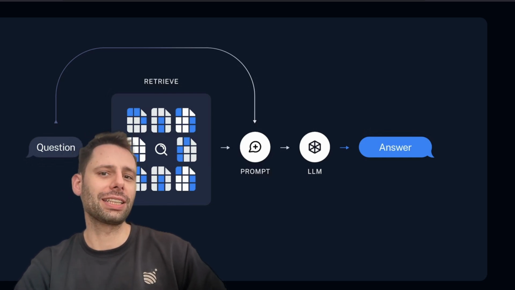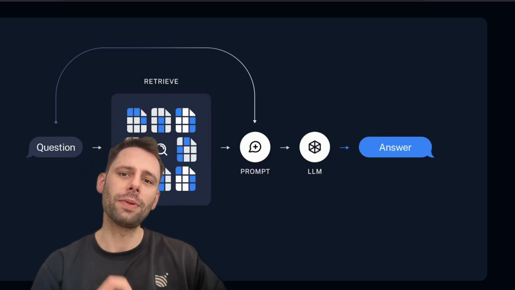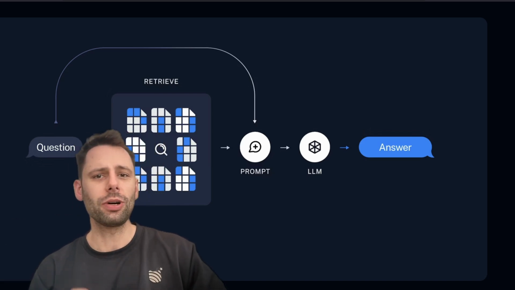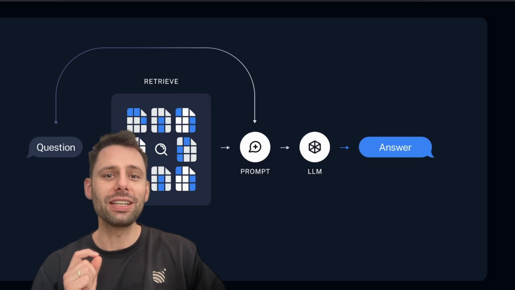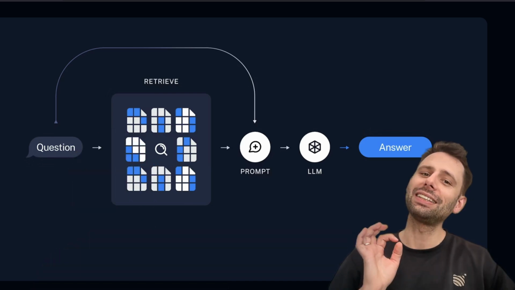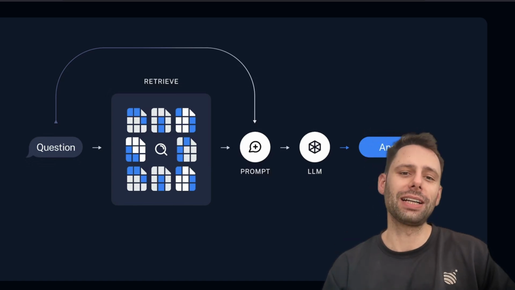RAG works by injecting information into the AI's context window, but there's a hard limit on how much can fit in that window. What happens when your documents are longer than what the model can process? What even is a context window and why does its size matter so much? The next video in this series will answer this.